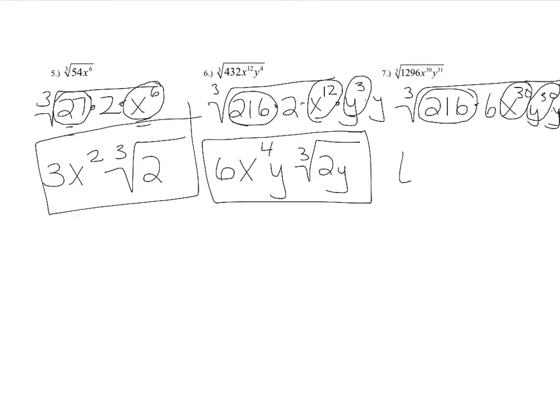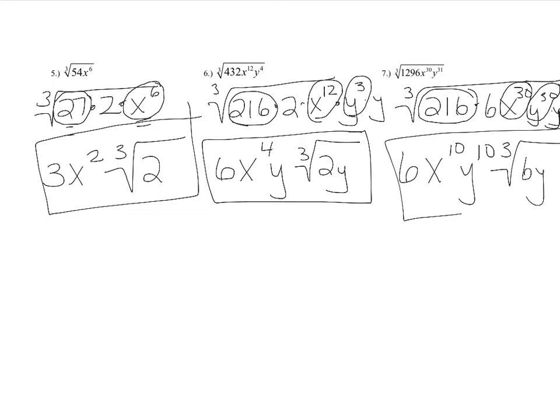So the cube root of 216 is 6. The cube root of x to the 30th is x to the 10th. We're just dividing the exponents by 3. The cube root of y to the 30th is y to the 10th, and you're left with, on the inside, the cube root of 6y.